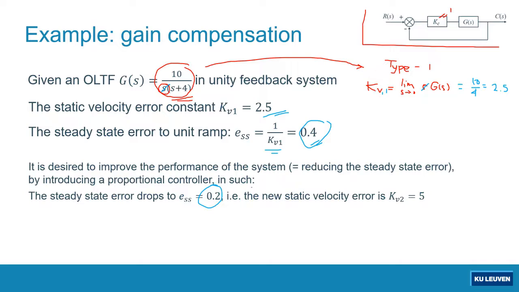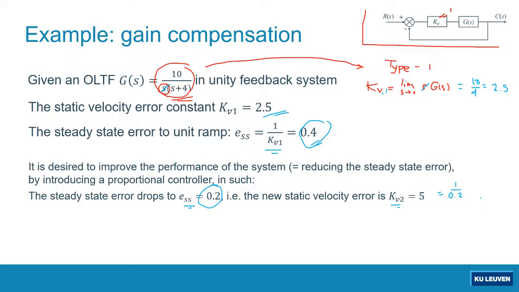That means having known the desired steady state error, I can eventually calculate what is my desired static velocity error constant, because steady state error is inversely proportional to the static velocity error constant. So I can find Kv2, the new Kv, which should be equal to 1 over the desired steady state error, 1 over 0.2, which is equal to 5. So this is my desired Kv, desired static velocity error constant.